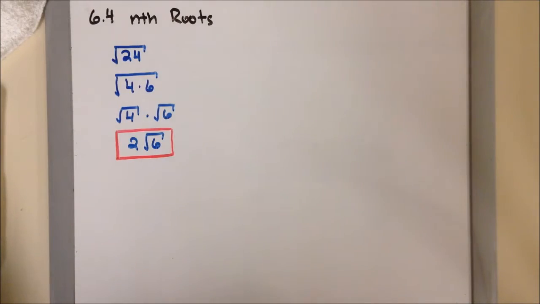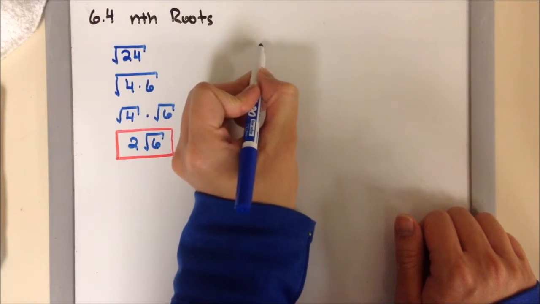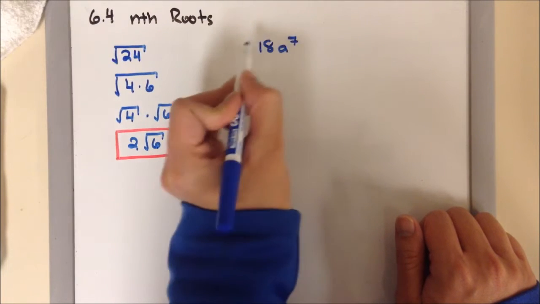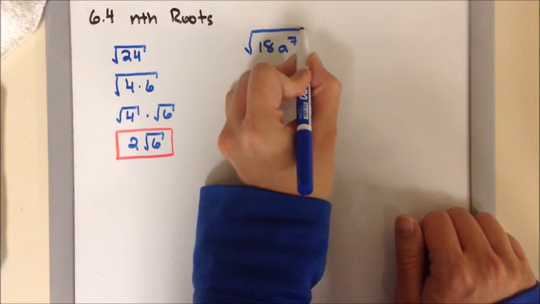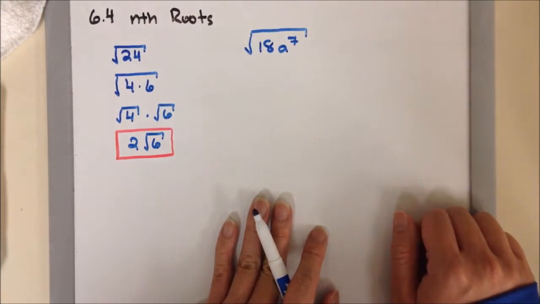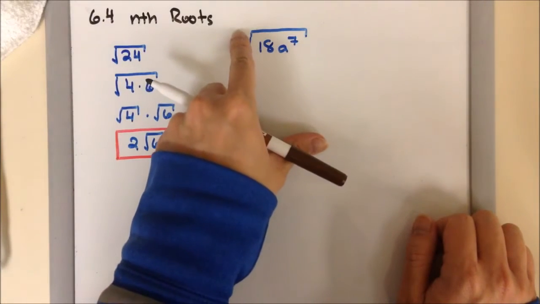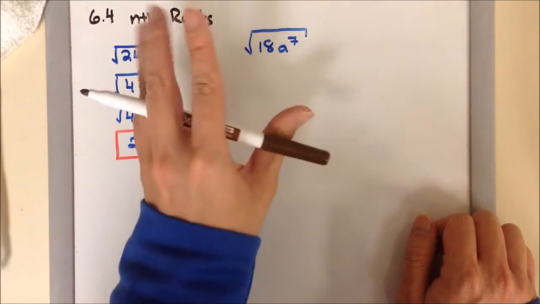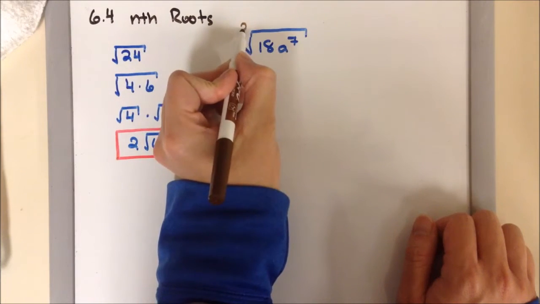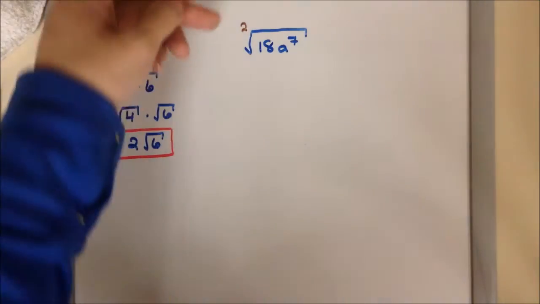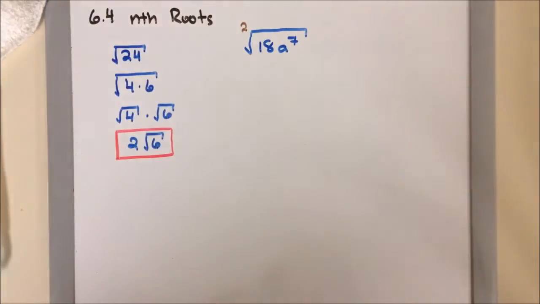So let's talk about if we had, say, square root of 18a to the 7th power. Now this one has a variable. Here we gotta remember that when we're dealing with square root, if we don't have a number right here from the beginning, then that just means that it's an invisible 2. So again, when dealing with square roots, you don't have a visible number outside, it just means an invisible 2.